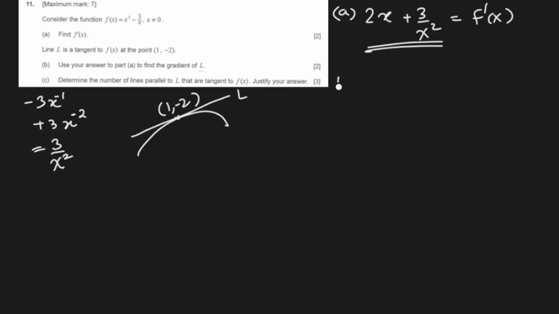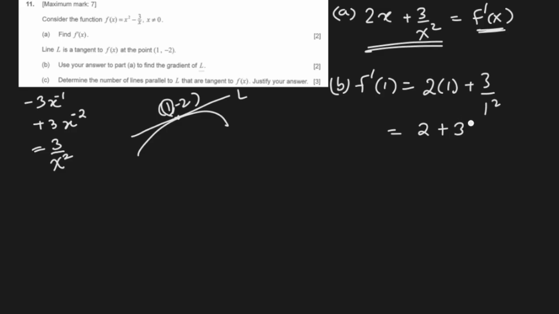The gradient of any tangent at a point is actually the first derivative at that point. So basically they're asking us to find f'(1). That's what they're asking. So we'll write (2 times 1 plus 3) over 1 squared, which is 2 plus 3, 5. The gradient at this point of L is 5.